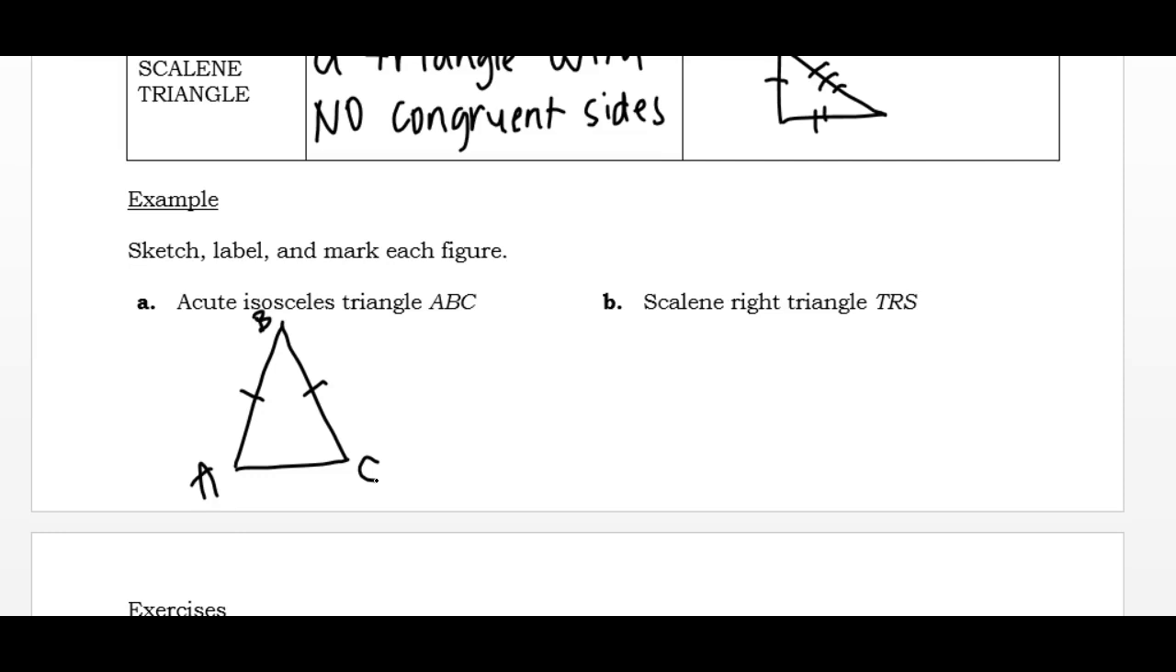So the next one says scalene right triangle TRS. So I'm going to draw a right triangle, making sure that I have 3 different side lengths. And I'm going to represent those 3 different side lengths with my marks and represent my right angle with my marks. And then the vertices TRS can go kind of anywhere we want them to go. So sketched, labeled, and marked the triangles that we were asked to do.